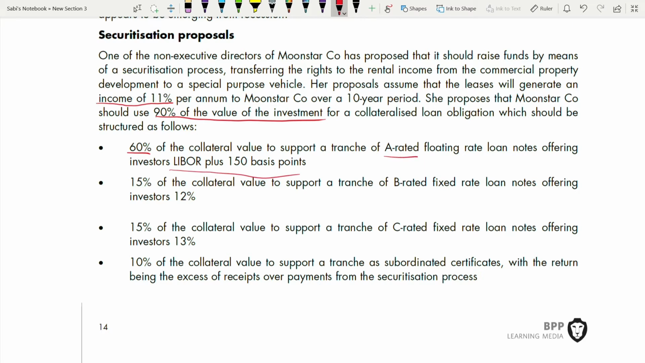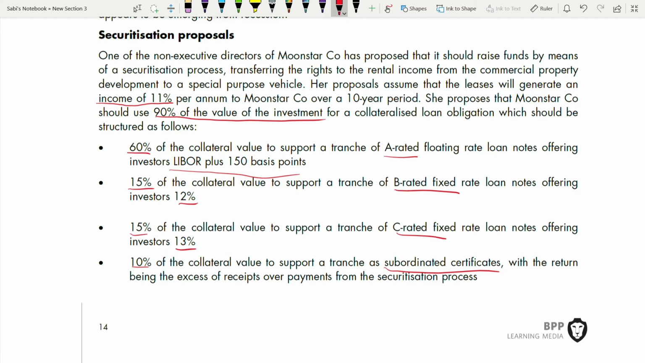Second, 15% of collateral value to support a tranche of B-rated fixed rate loan notes offering 12%. So it is 15%, and it is 12% for B-rated fixed. C is also 15%, and it is fixed at 13%. Lastly, 10% of the collateral value to support a tranche as a subordinated certificate, with the return being the excess of receipts over payments from the securitization process.